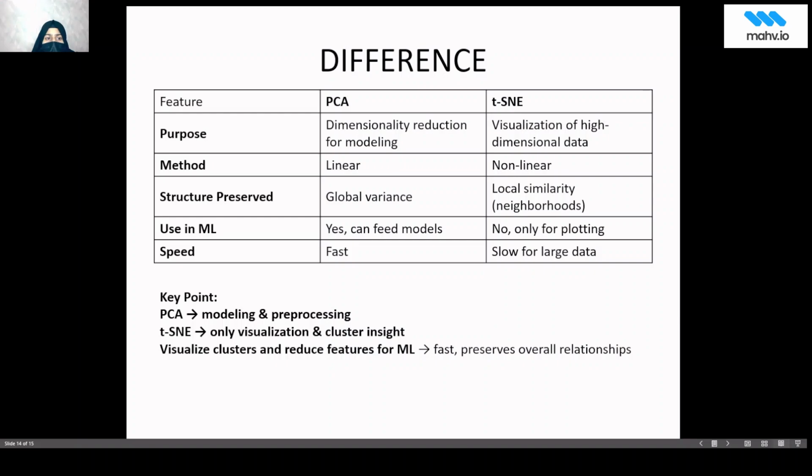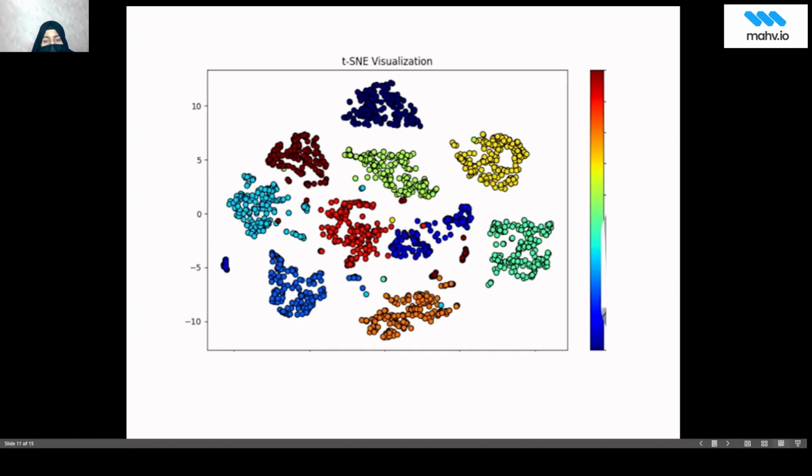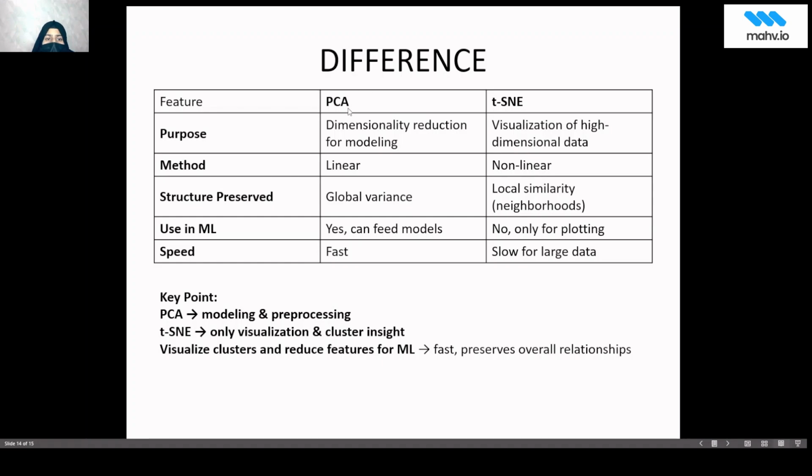So when we analyze this, PCA is a dimension reduction for modeling, and t-SNE is for visualization of high dimensional data. You will see we visualize our data in the form of clustering. After that, the method: PCA is a linear method, t-SNE is a non-linear method. Structure preserved: in PCA we have global variance, in t-SNE we have local similarity, so on the basis of neighbors we make the clusters. Then use in ML: PCA you can feed to a model, while t-SNE is used only for plotting. Speed: PCA is fast and t-SNE is slow for large data.